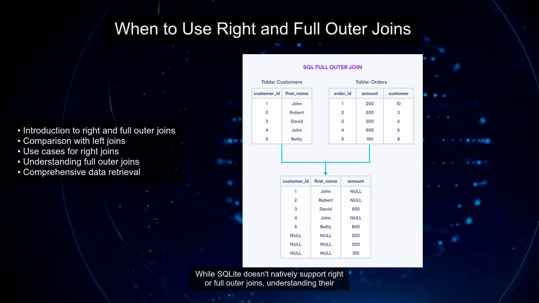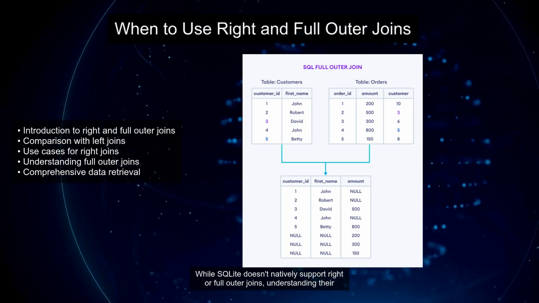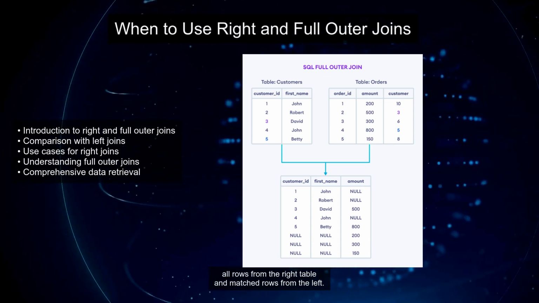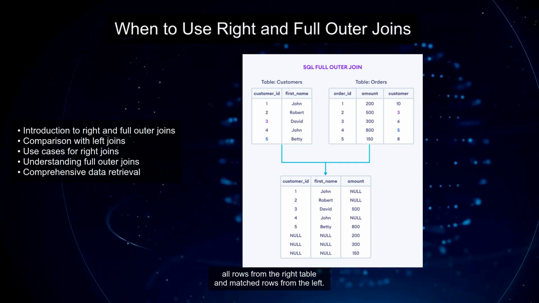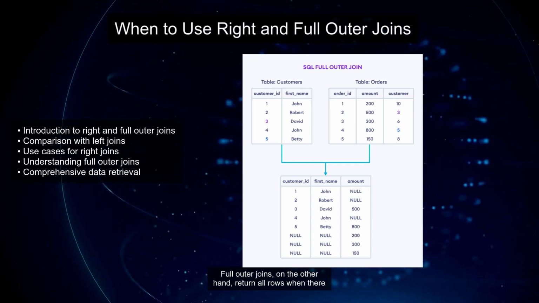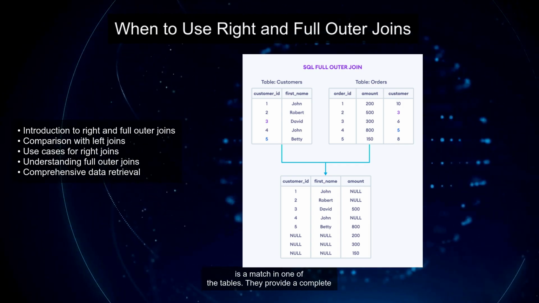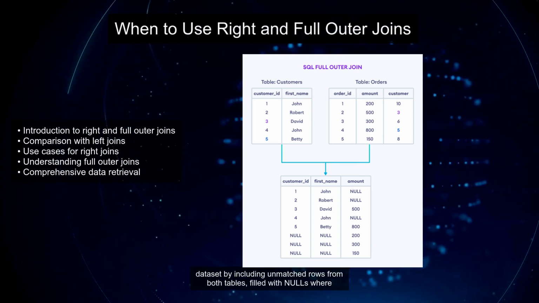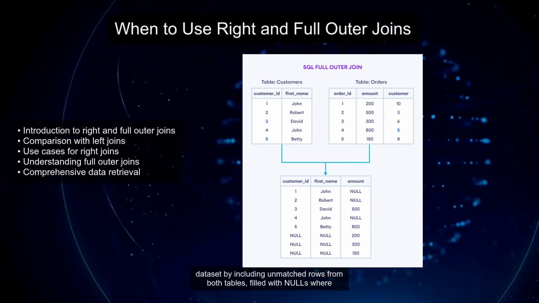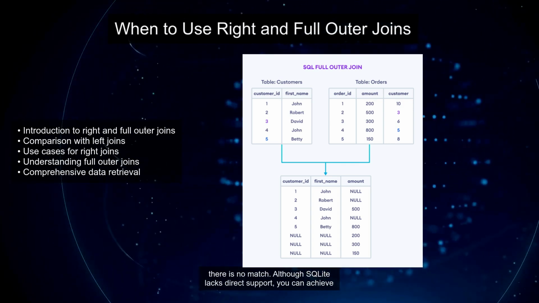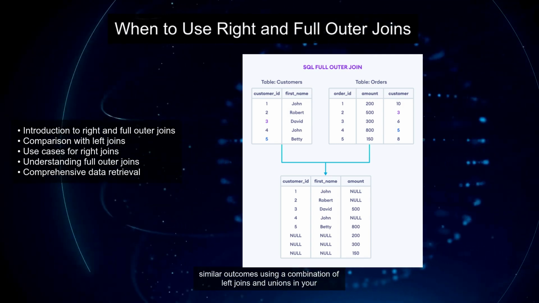While SQLite doesn't natively support right or full outer joins, understanding their concepts is important. Right joins are similar to left joins but include all rows from the right table and matched rows from the left. Full outer joins, on the other hand, return all rows when there is a match in one of the tables. They provide a complete dataset by including unmatched rows from both tables, filled with nulls where there is no match. Although SQLite lacks direct support, you can achieve similar outcomes using a combination of left joins and unions in your queries.